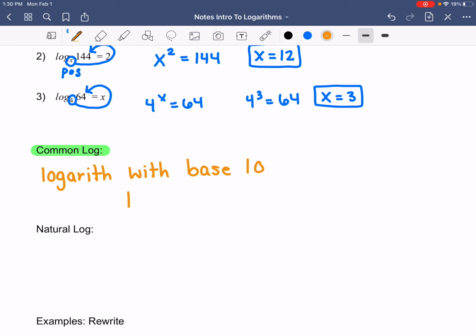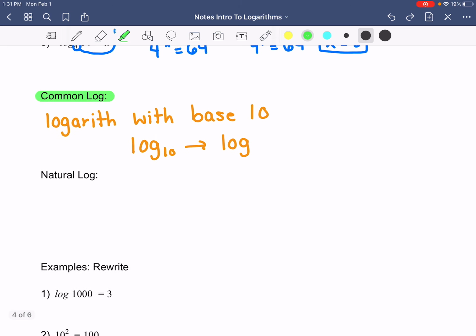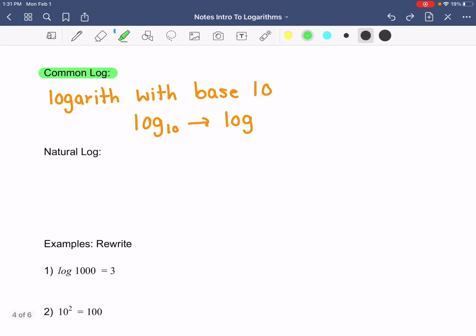You will never see it written as log with a little 10 though. It's universally accepted that if you just see the word log, it's log base 10. You will never see log base 10 with that actual 10 written. It'll always just say log. It's just universally accepted, just like a square root, you never see the 2 here. If there's no number there, it's a square root. So if there's no number there, it's just automatically log.